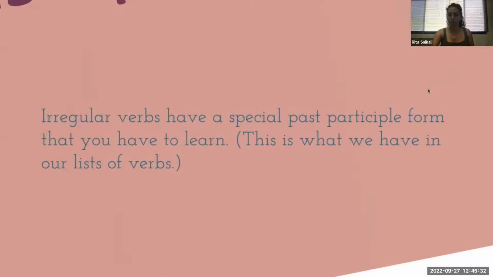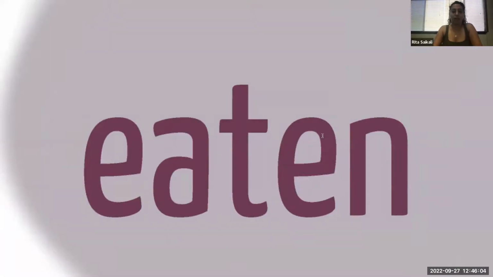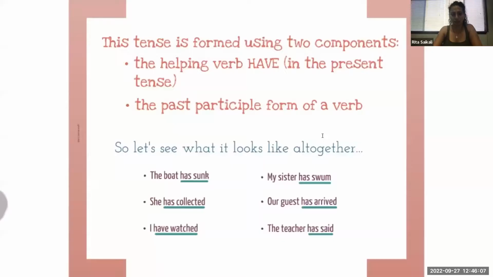Irregular verbs have a special past participle form that you have to learn. This is what we have in our list of verbs. The list that I have right here, I will leave a link again to that in the bio. If it's irregular, it usually has a different form. Cool? Sink, sunk, swum, eaten. Said. And this is where we were earlier.